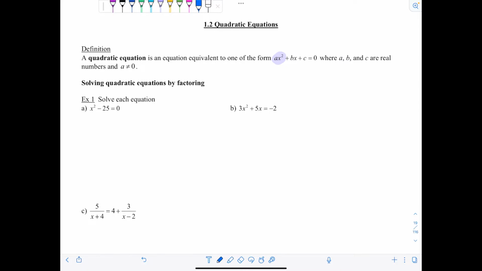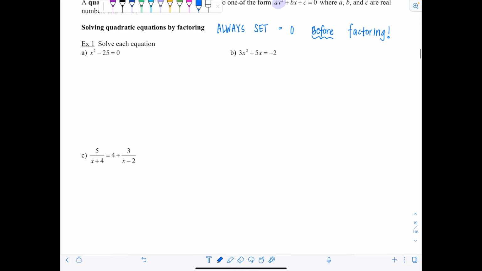And please keep this in mind. Note of caution: always set the equation equal to 0 before factoring. Because the whole point is you want to use the zero product property, and you can't unless the equation is equal to 0.